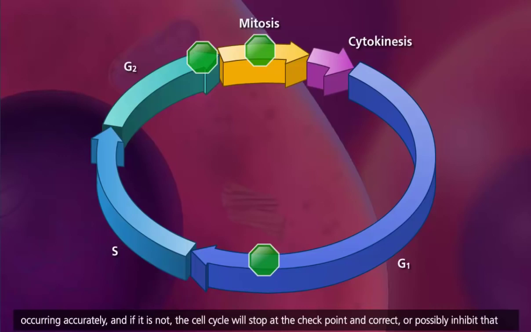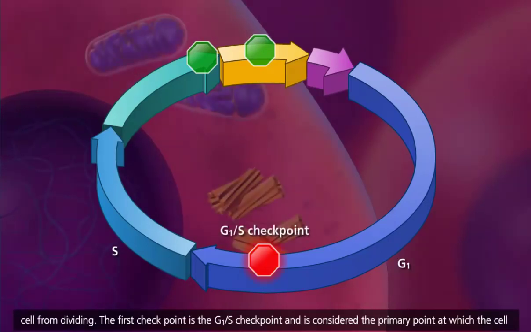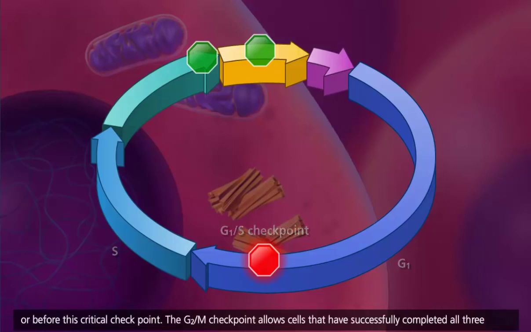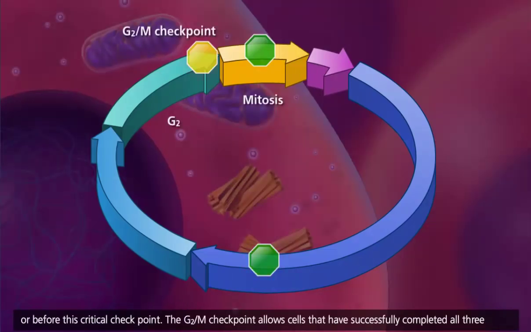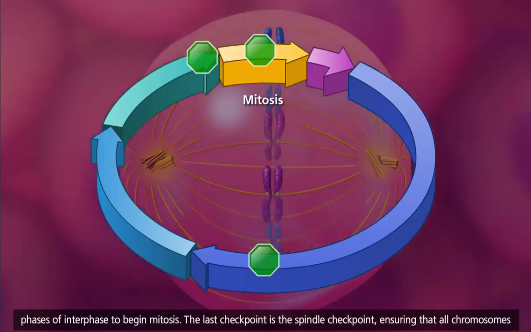During the cell cycle, certain checkpoints are encountered to make sure the process is occurring accurately. And if it is not, the cell cycle will stop at the checkpoint and correct, or possibly inhibit that cell from dividing. The first checkpoint is the G1S checkpoint, and is considered the primary point at which the cell cycle continues or stops. External signals and growth factors can influence the cell cycle and affect the progress at or before this critical checkpoint. The G2M checkpoint allows cells that have successfully completed all 3 phases of interphase to begin mitosis.